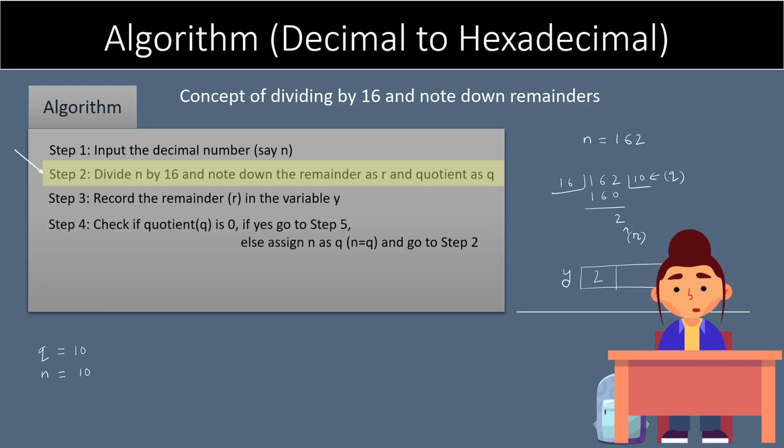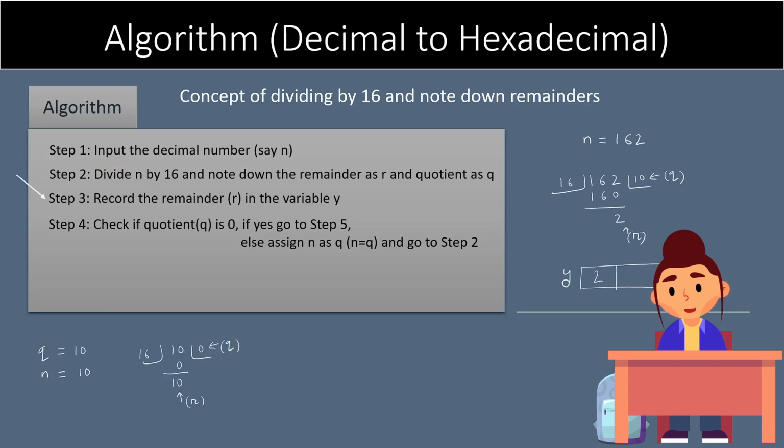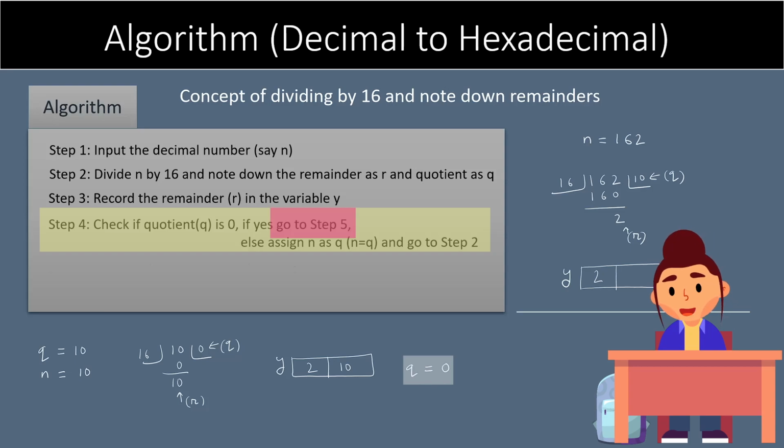In step 2, I divide n by 16, that is divide 10 by 16, remainder is 10 and the quotient is 0. Now I go to step number 3, record r equals 10 in the variable y. Now go to step number 4 and check the quotient. And now quotient is 0, so I go to step number 5.